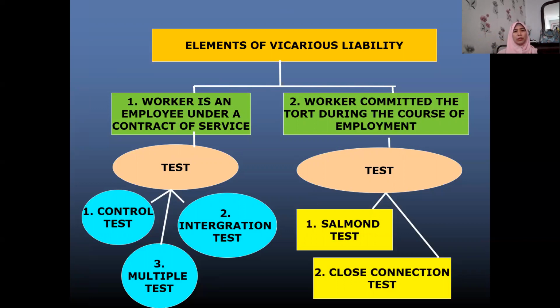The first test is control test. And then we have another test, integration test. Spelling error there, I'll make correction later. And then the third one is multiple test. For the second element, we're going to discuss it later. There are two tests in order to see whether it's done in the course of employment: Salmon test and close connection test.